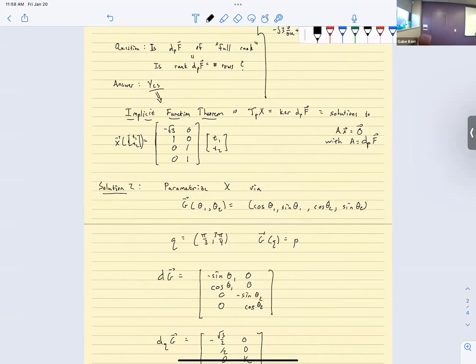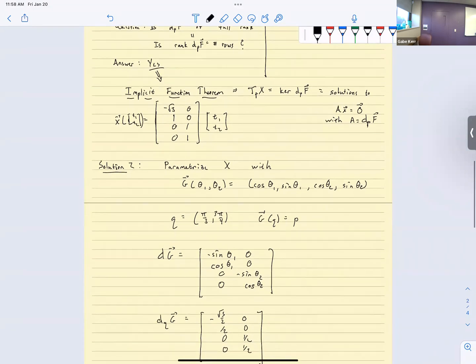Yeah, I can parametrize it with this function. Now, G also is a differentiable function. I can take the derivative of G. It's right there. And then I can evaluate that derivative at the point that I'm interested in, Q.